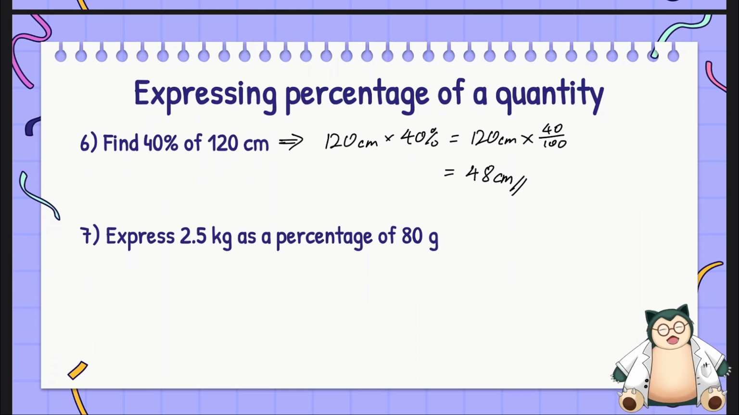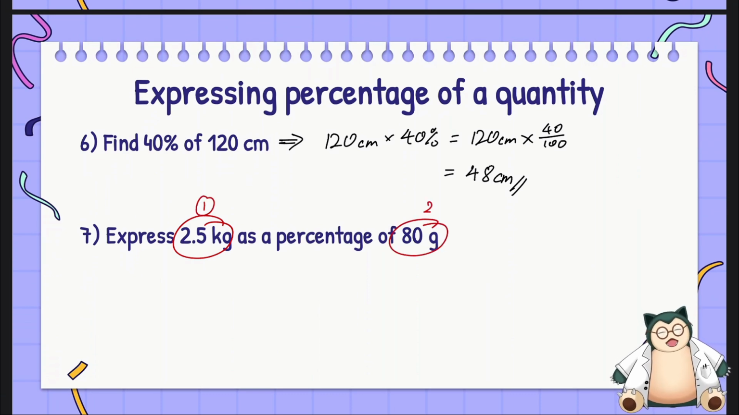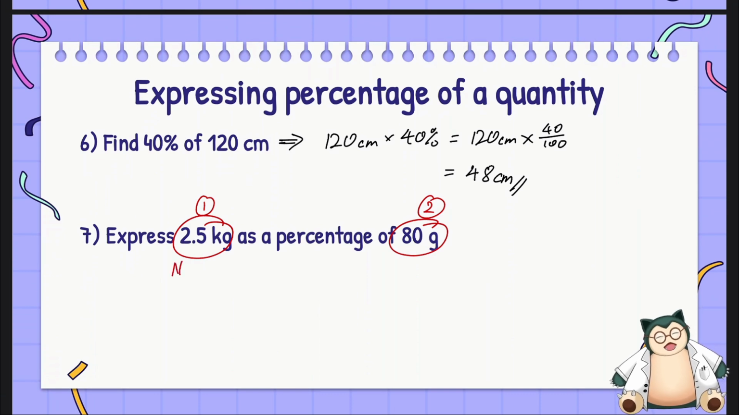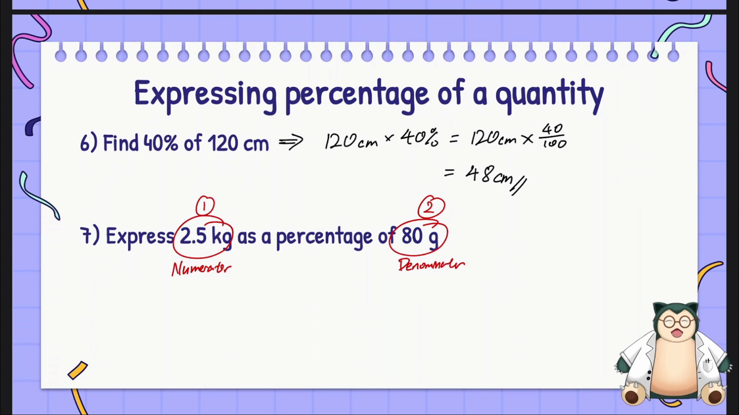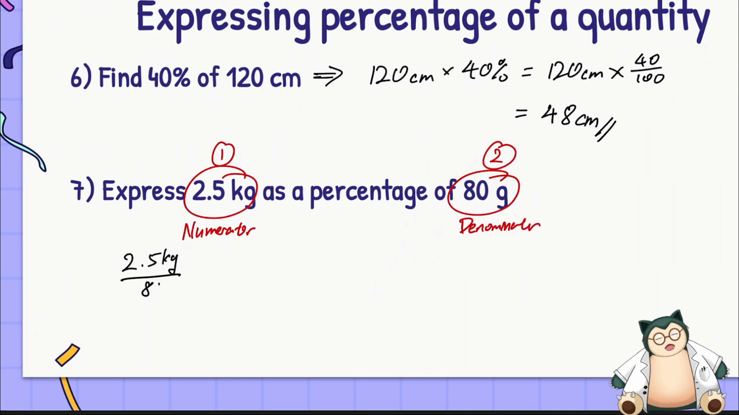Alright, next one is a bit tricky because we have two quantities. I asked you to express 2.5 kg as a percentage of 80 grams. So we've got our first quantity here, second quantity here. Always remember, the first quantity is in the numerator of the fraction when we do our conversion, and the second one is in the denominator. So first, let's express this as a fraction. So over here we have 2.5 kilograms over 80 grams.